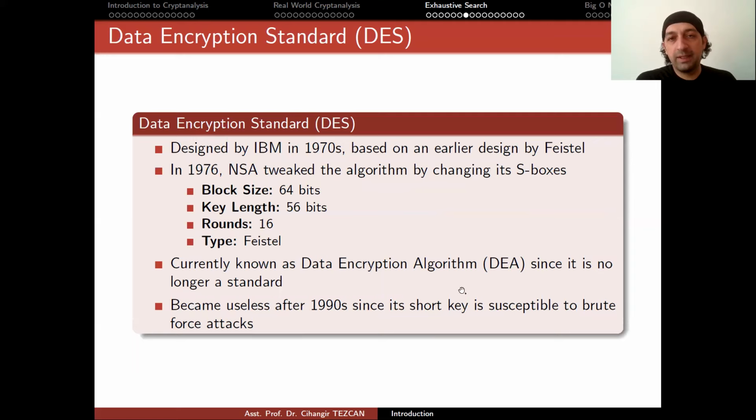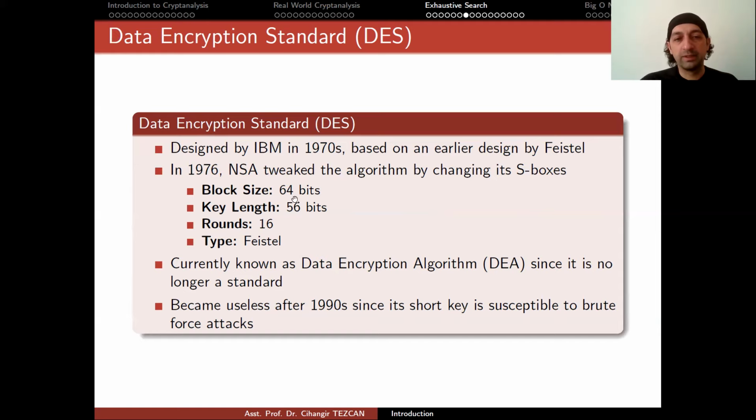So let's start with this and see how it is broken. This was designed by IBM in the 1970s, based on an earlier design called Lucifer. In 1976, NSA tweaked the algorithm by changing its S-boxes and its key length, because Lucifer had a key length of 128 bits. NSA actually reduced this to 56, and people at that time claimed that computers are not fast enough to perform such a brute force attack, but it turned out this is not the case.